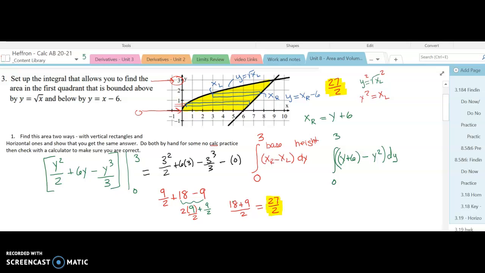So we've seen that we get the same answer both ways, but boy, this time it sure did seem easier to look at things horizontally with one integral versus vertically with 2.